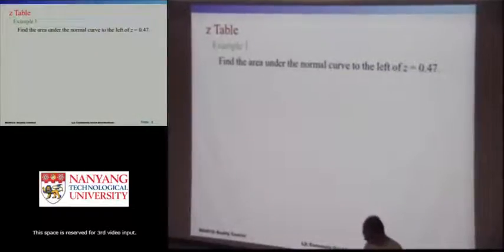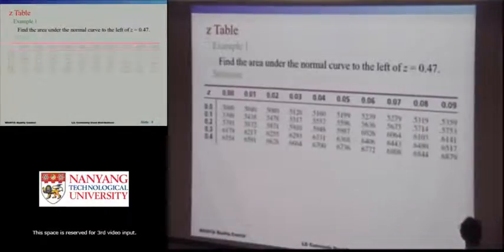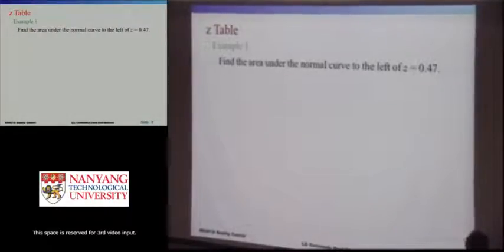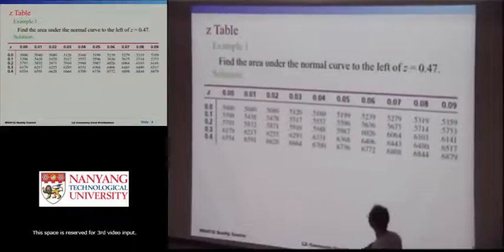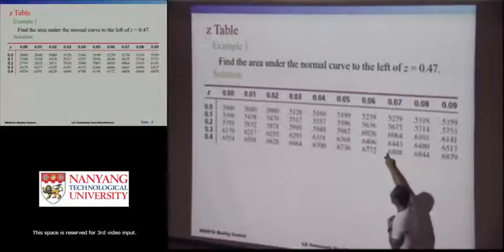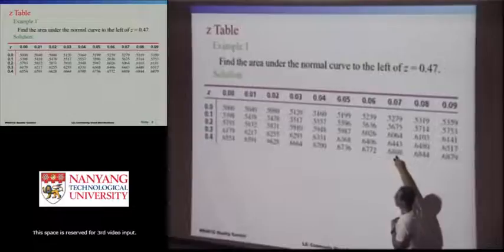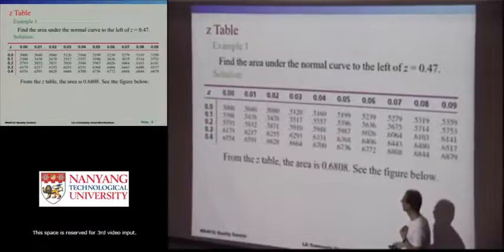So for example 1, we need to find the area under the normal curve to the left of z equals 0.47. What's the first two digits for this z value? 0.4. So we look at the 0.4 first, then the 7, 0.47 here. So we know the value is 0.6808, right?